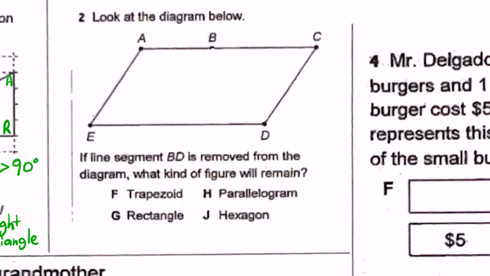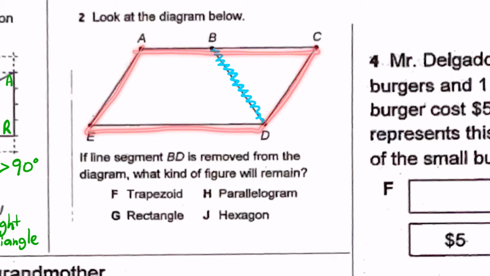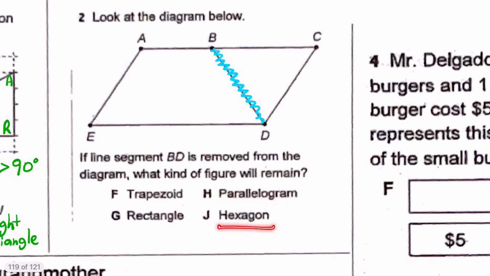I know you don't have a way to delete the line, and you don't have to delete the line. You can just maybe with your pencil kind of scratch it away, pretend it's not there, and then you're going to try to figure out what kind of shape you have here. Well, here are your options: trapezoid, rectangle, parallelogram, hexagon. Okay, so let's see if it could be a trapezoid.